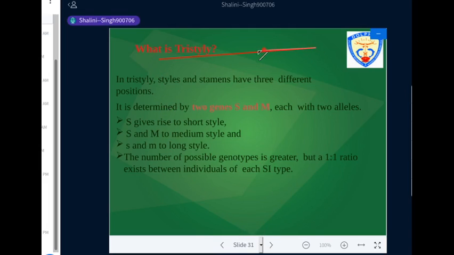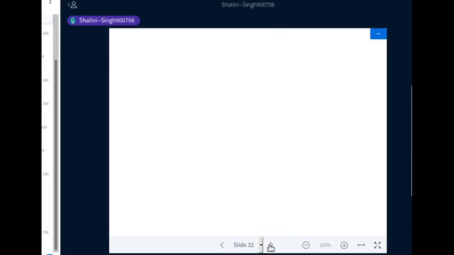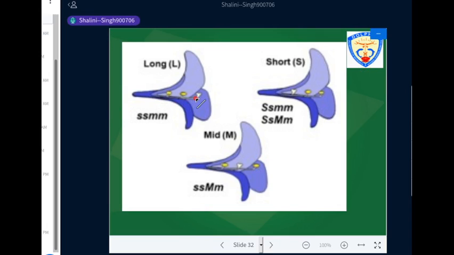Tristyly. In tristyly, styles and stamens have three different positions. It is determined by two genes, S and M, each with two alleles. S gives rise to short style, S and M to medium style, and small m to long style. The number of possible genotypes is greater, but a 1:1 ratio exists between individuals of each self-incompatibility type. So this is the long style, this is the short style, and this is the medium style.